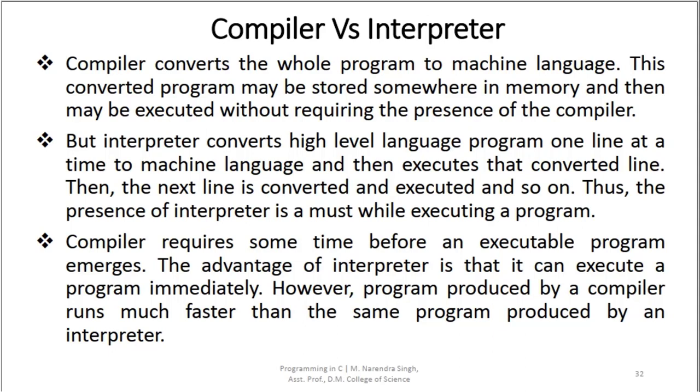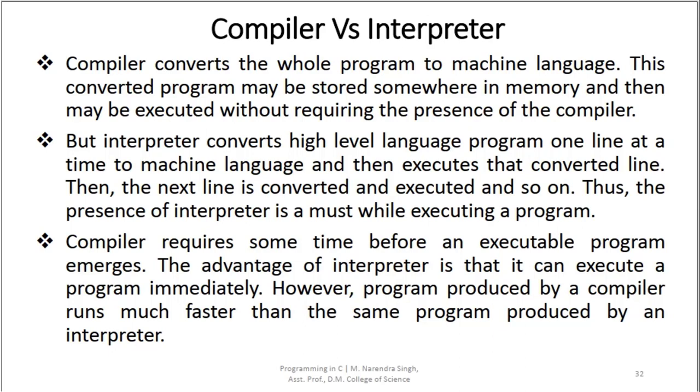Now, an interpreter converts the high-level language program one line at a time to machine language, then executes that converted line. Then the next line is converted and executed and so on. So the presence of an interpreter is a must while running a program, because since it converts the source program line by line, after finishing the translation, when it wants to execute the program, it still needs the interpreter.